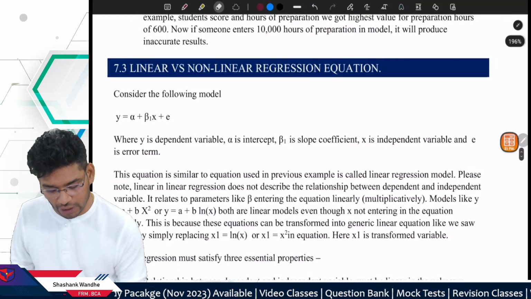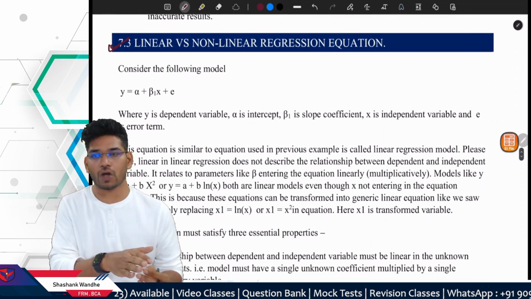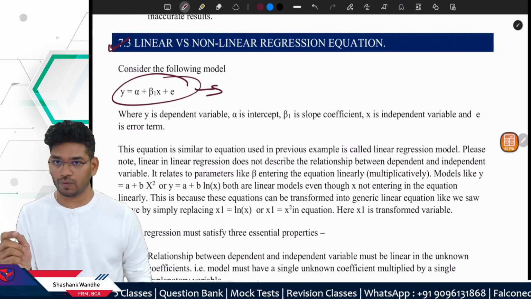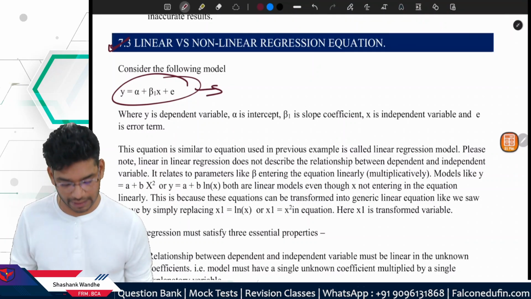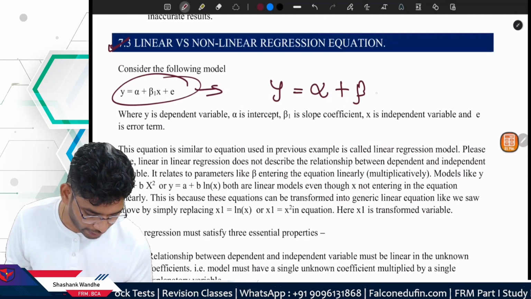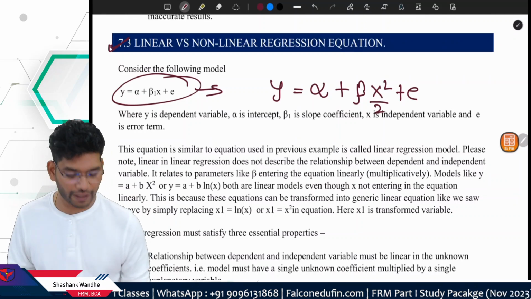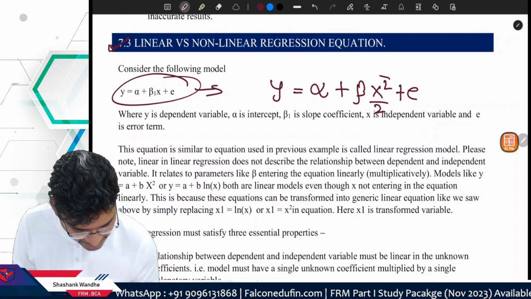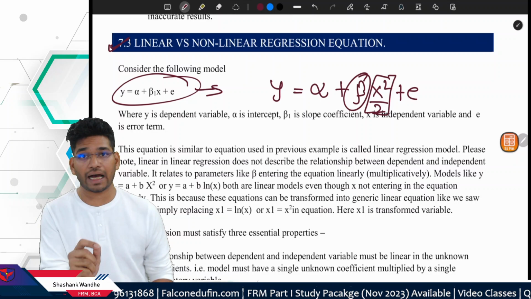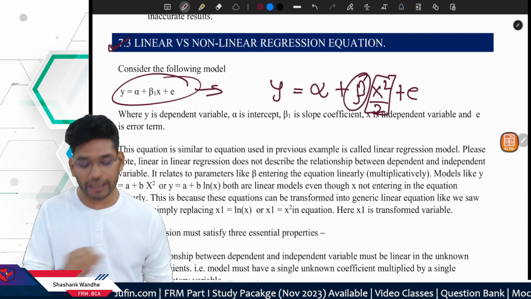Now linear regression versus non-linear regression equation. Okay, so what is meant by linear versus non-linear? Now linear equation looks like this. So y is equal to alpha plus beta x. If I give you the equation alpha plus beta x square plus error term, it is still the linear regression. If I do this, still the linear regression. This means we are not concerned with x. We have to focus on beta to identify whether the equation or the model is linear regression or non-linear regression.